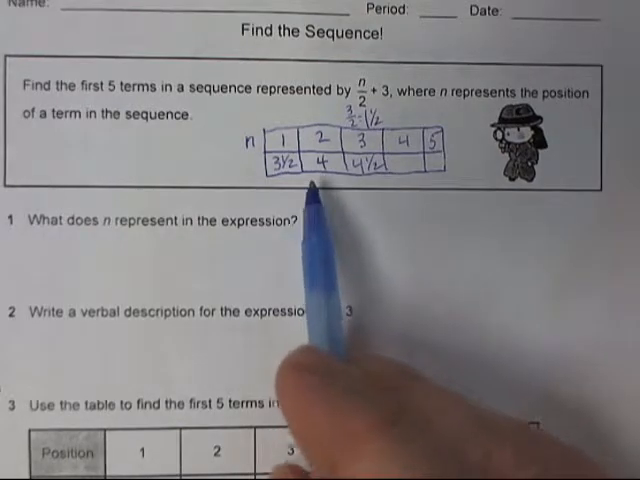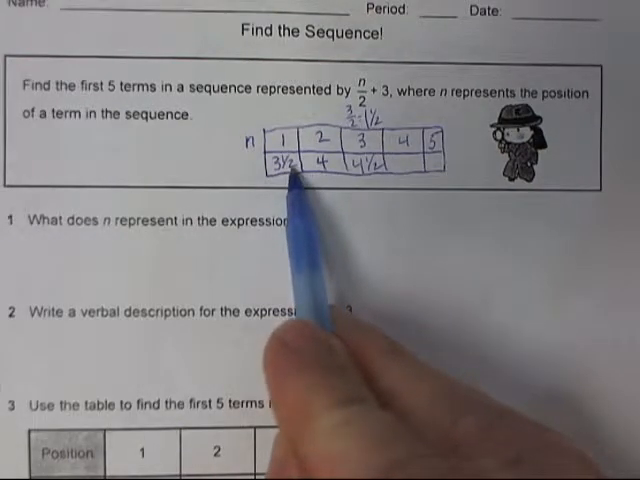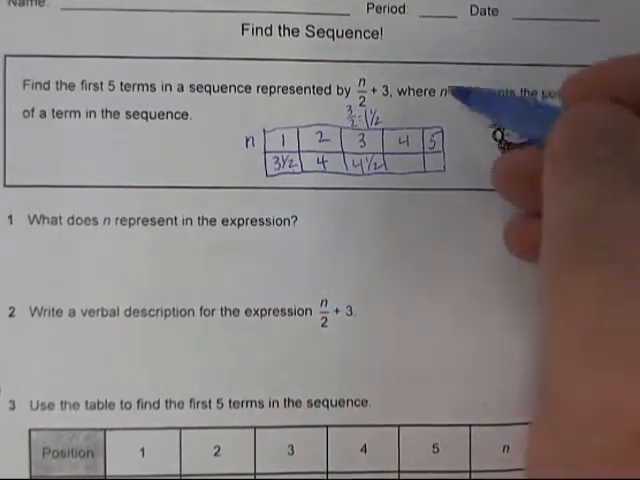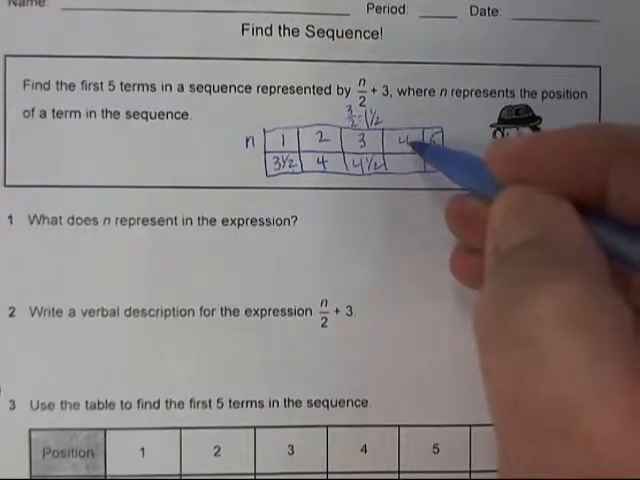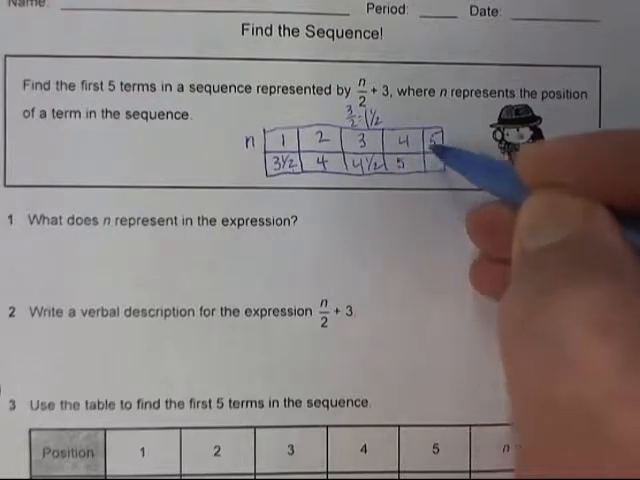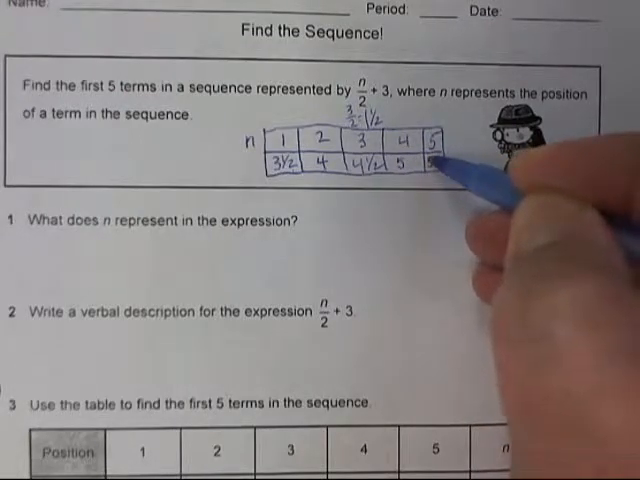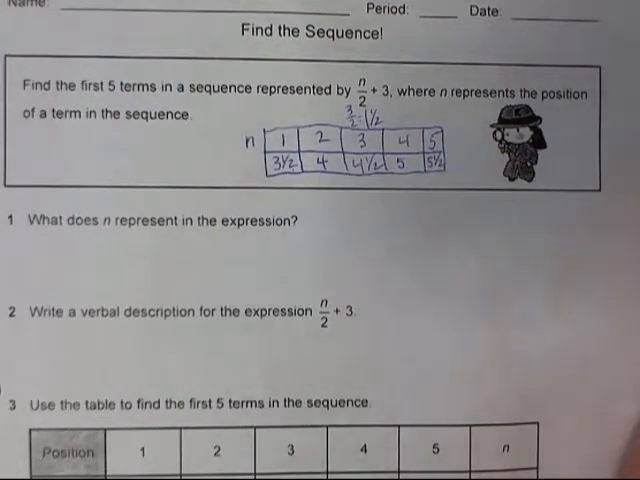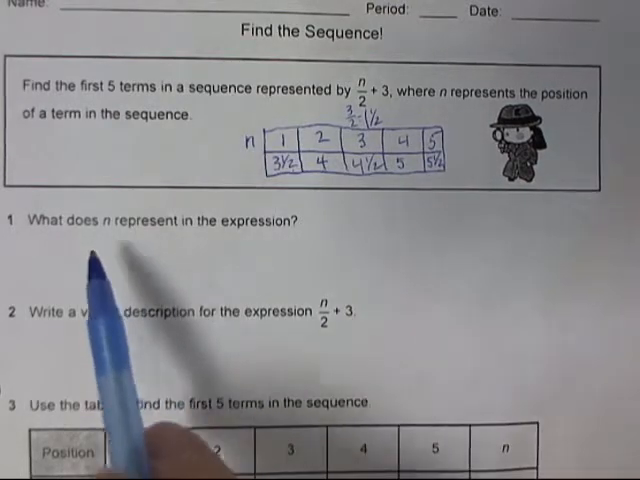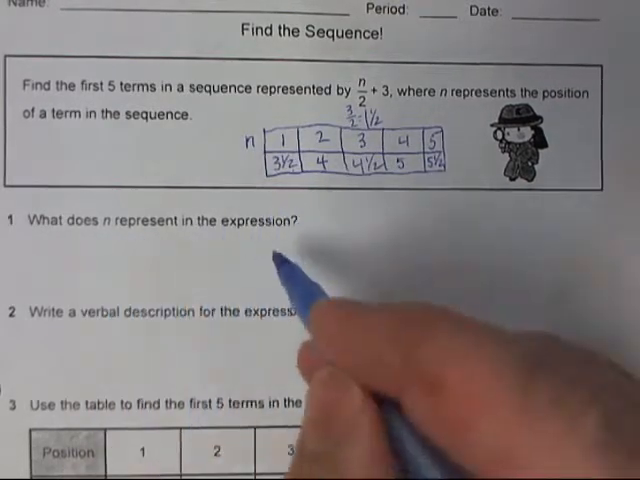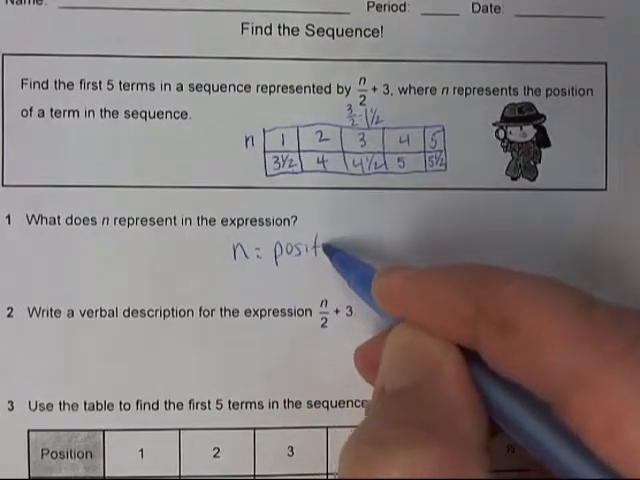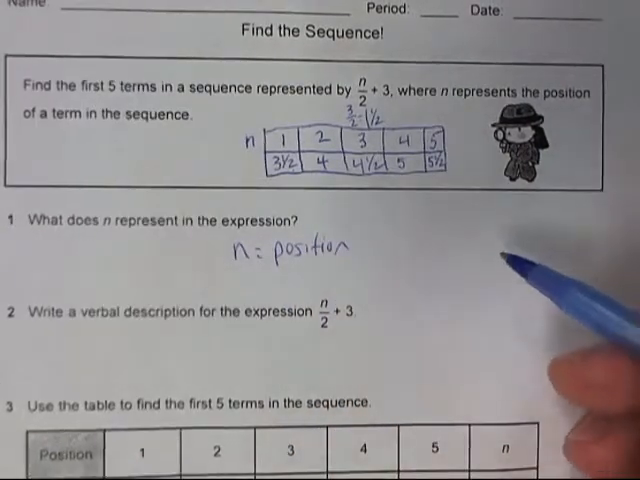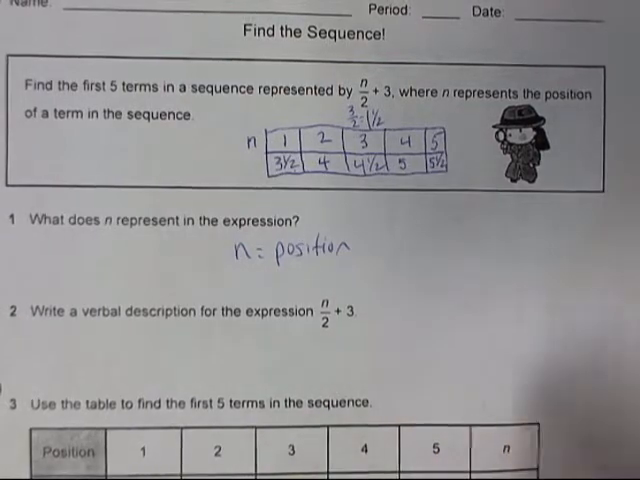So we can see that the pattern is the numbers are increasing by 1/2 each time. So let's just add 1/2 to 4 1/2 to get position 4's term value of 5. And then position 5 is going to have another 1/2 added to it to give 5 1/2. What does n represent in the expression? Well, n represents the position of a term. So we'll just say position.